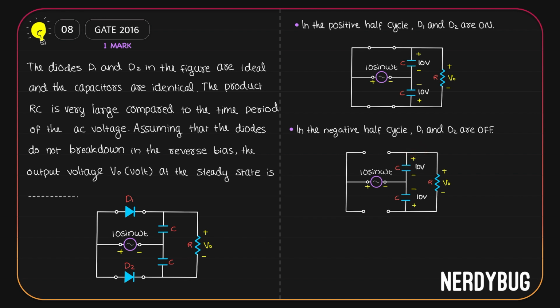Basically, once they are completely charged, both of them will continue to have a potential of 10 volt across them. The first capacitor has positive potential here and negative here, and the second one has negative here and positive here. Now the output is taken across the two capacitors this whole time. So output is going to be plus 10 minus 10, which is 0. And that is our final answer.